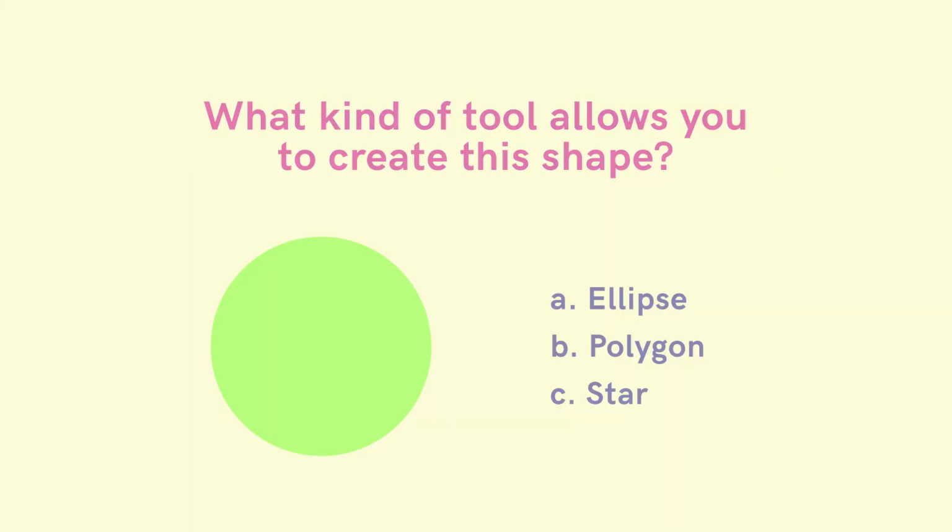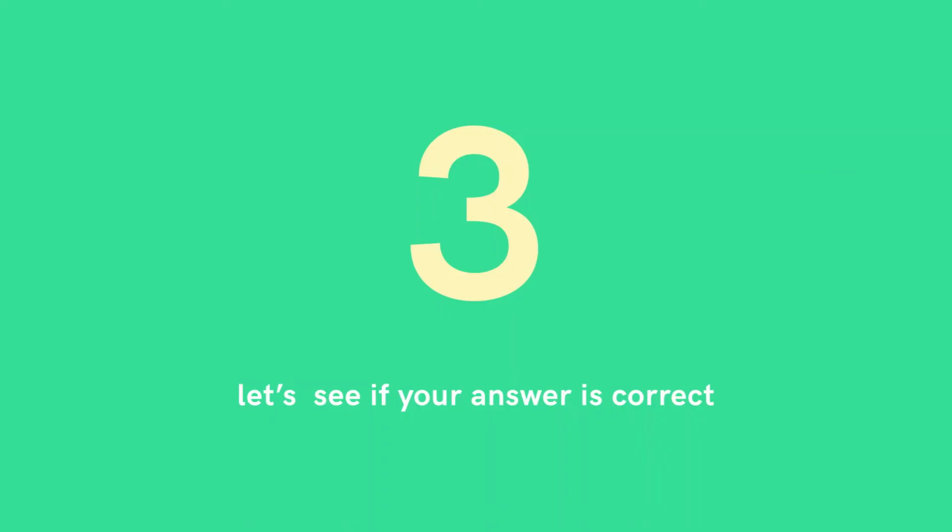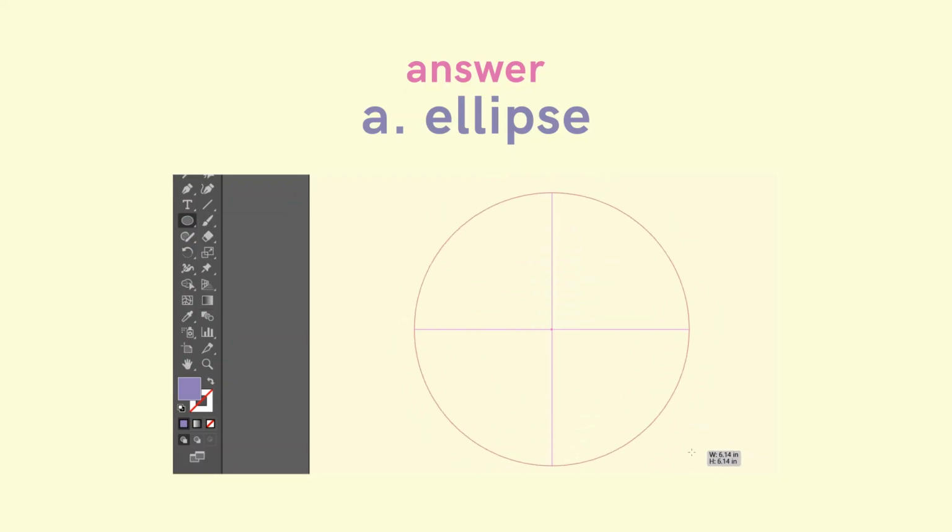Number 3. What kind of tool allows you to create this shape? A. Ellipse. B. Polygon. C. Star. The answer is A. Ellipse.